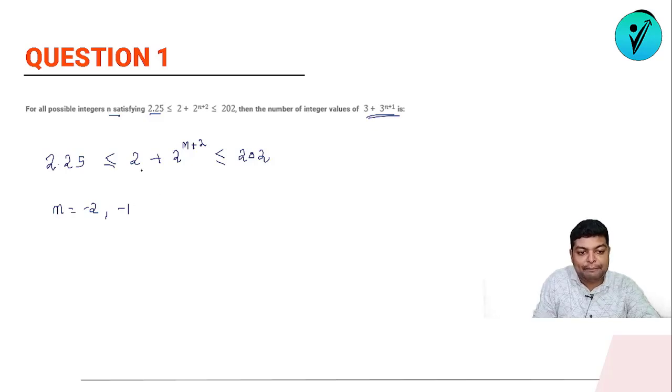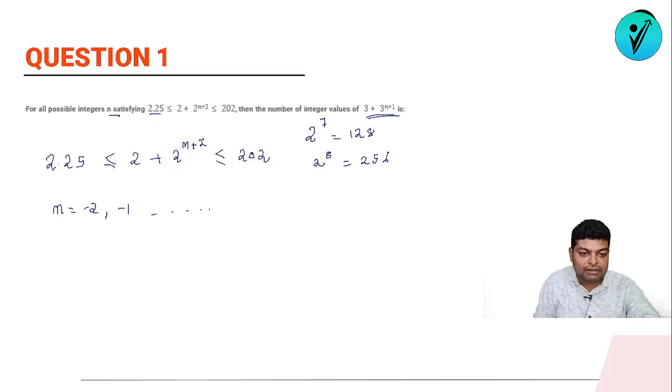What could be the maximum value of n so that this equation can be satisfied? For 202, if you look at the powers of 2, 2 to the power of 7 is 128 and 2 to the power of 8 is 256. When the value of n is very high, its effect gets very large. So simply we have to observe which value of n will work.